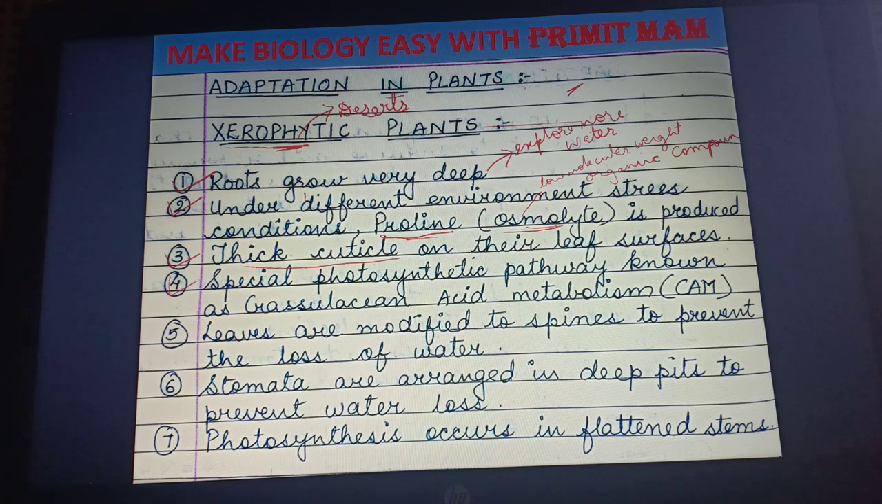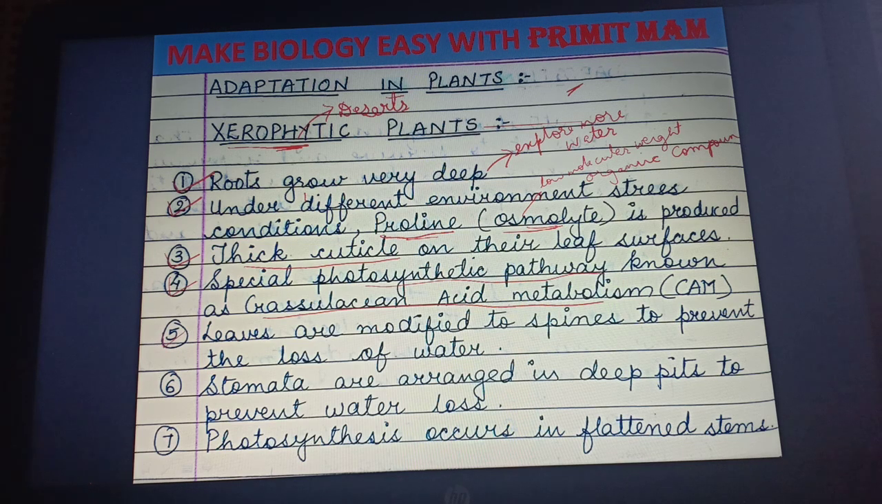The fourth adaptation is a special photosynthetic pathway known as crassulacean acid metabolism, CAM. This special type of photosynthetic pathway is found in xerophytic plants. In this pathway the stomata remain closed during daytime so that there is minimum loss of water through the stomata during the transpiration process.